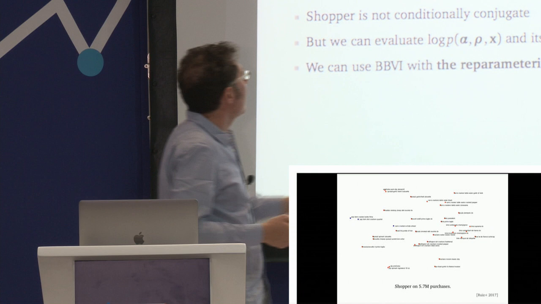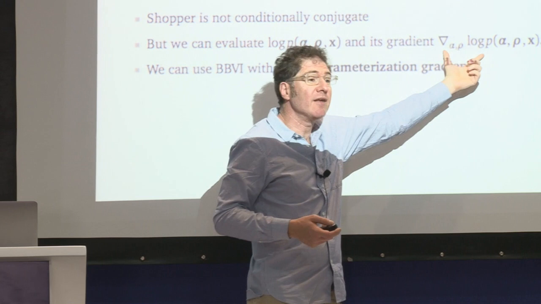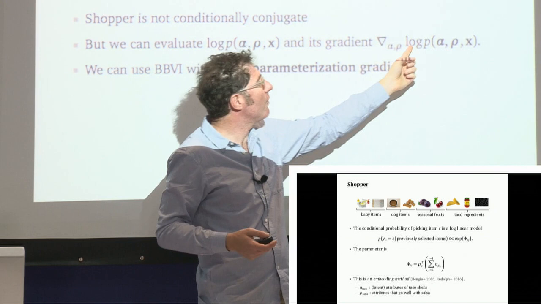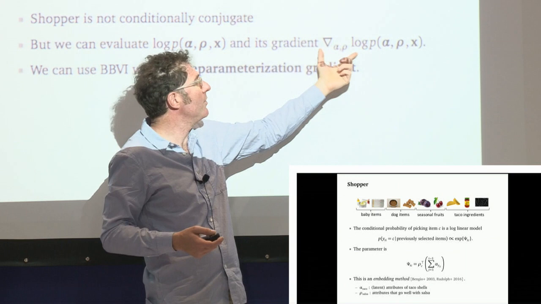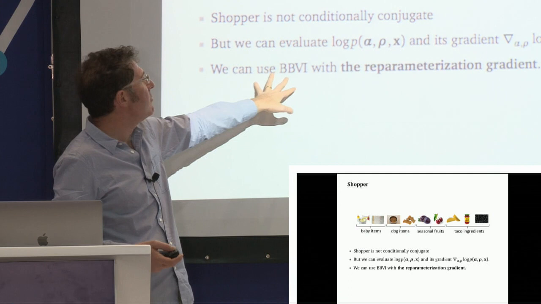But we can evaluate log p of alpha, rho, and x, and differently from other models, perhaps, we can also calculate its gradient, all right? Meaning the gradient of the log joint, this is a gradient with respect to the latent variables. Okay, so these are continuous latent variables, these embedding vectors, and we can calculate the gradient of the log joint with respect to those continuous latent variables. Clear? Just don't be confused, there's no variational family here. This is just the model. I can calculate the log joint and its gradient. All right, and so when you're in the class of models where you can calculate the log joint and its gradient, then you can use black box variational inference with a different gradient, the reparameterization gradient.